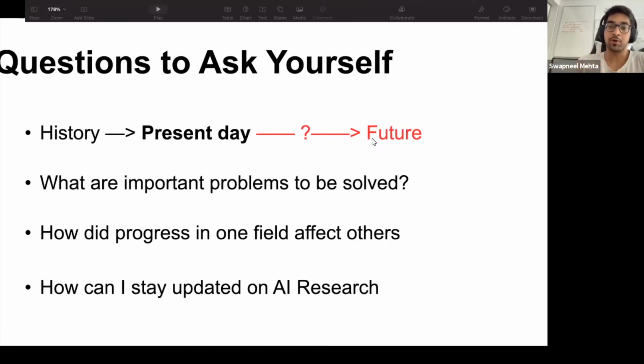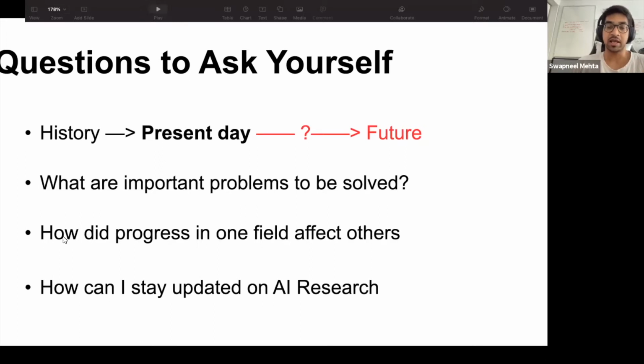That tell you more about what direction you should build new architectures. Second thing we'll get to, and this is more towards the end of the lecture, what are some important problems to be solved. The third thing I sort of hinted at by getting into the whole idea of hardware is how did progress in one field affect others.